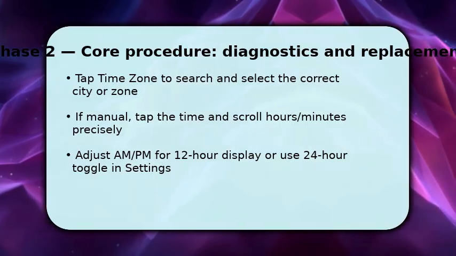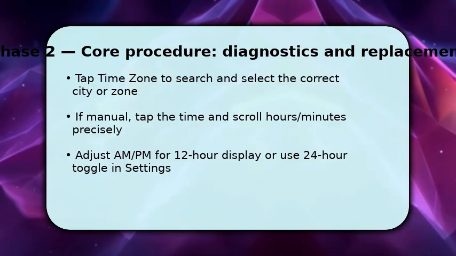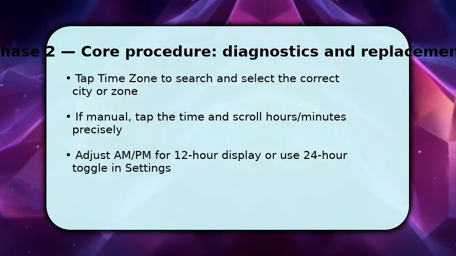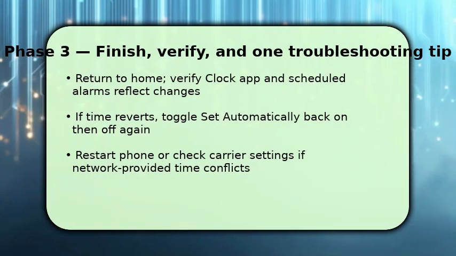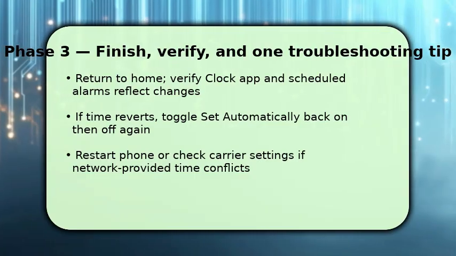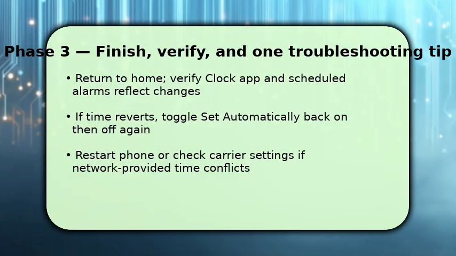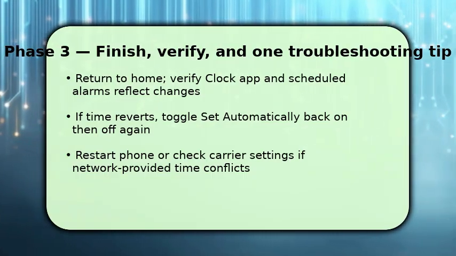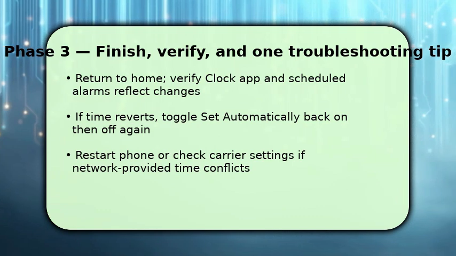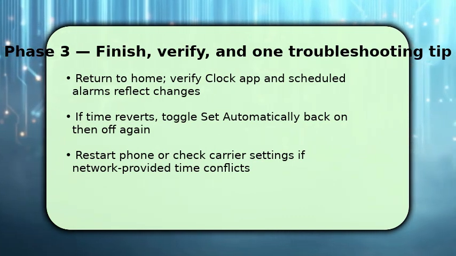Also, make sure your display settings match your preference, like 24-hour time, because that affects how times appear across apps and notifications. Finish by exiting Settings and checking the Clock app, Calendar Events, and Alarms to confirm the new time took effect. If the time snaps back, toggle Set Automatically on then off to force a refresh, and make sure you didn't miss a device management restriction.